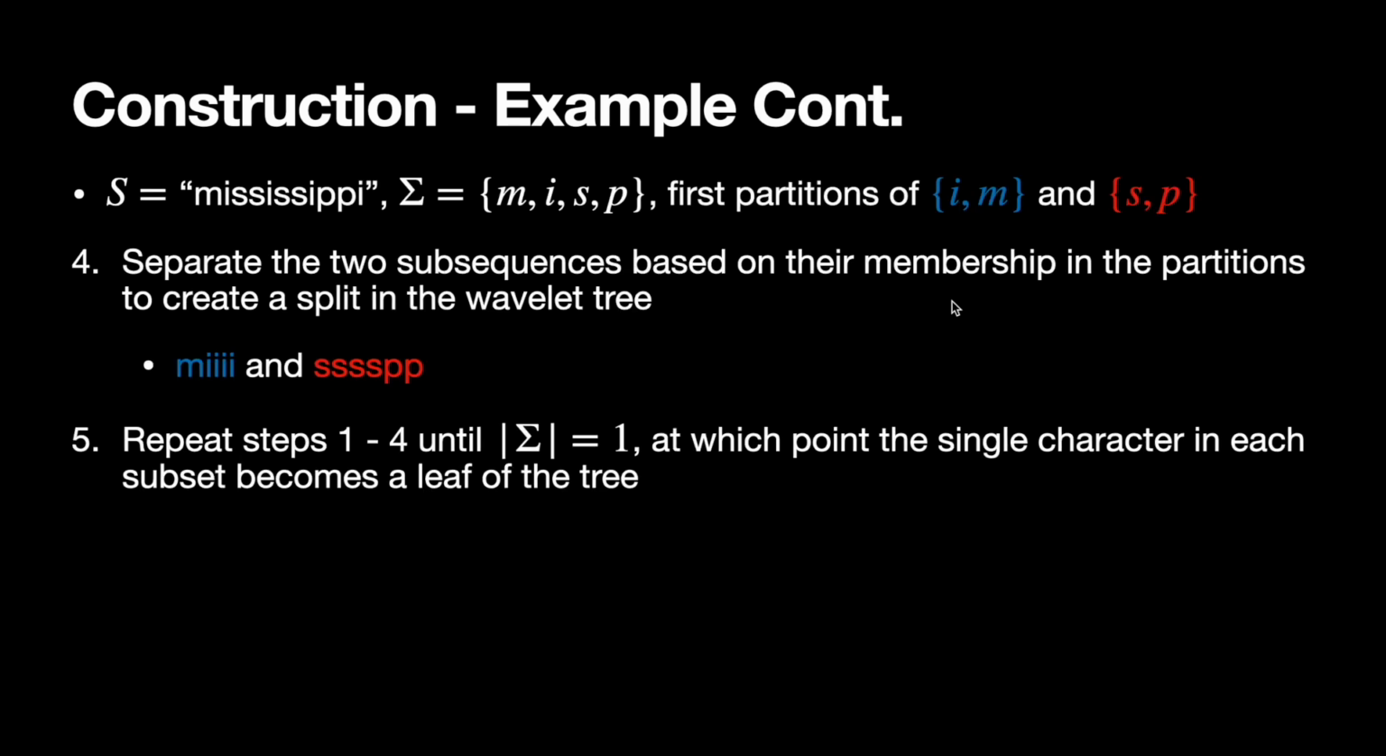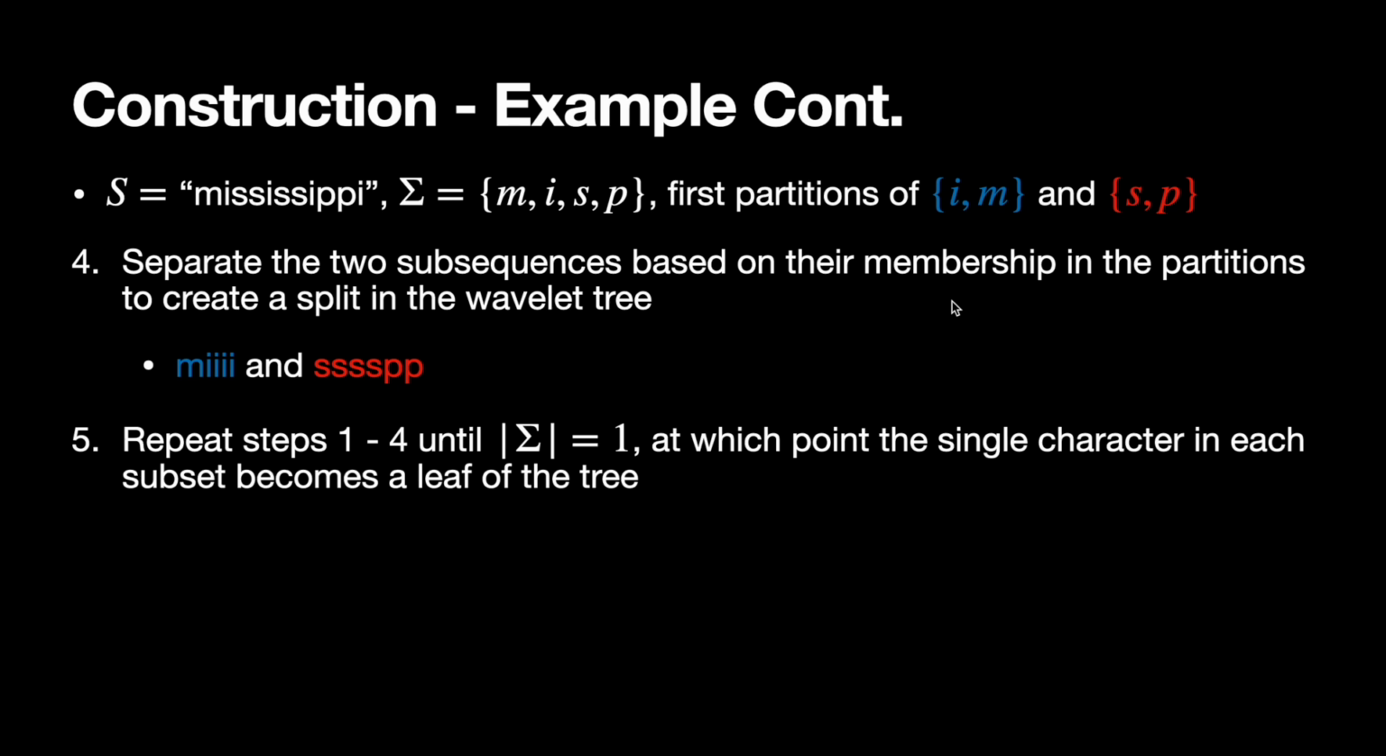Next, and I just have the same information up top for clarity, we can separate the 2 subsequences based on their membership in the partitions to create our first split that is going to define our wavelet tree. I basically just took out these characters to create 2 separate subsequences of the original string. We have M, I, and SSSSPP.